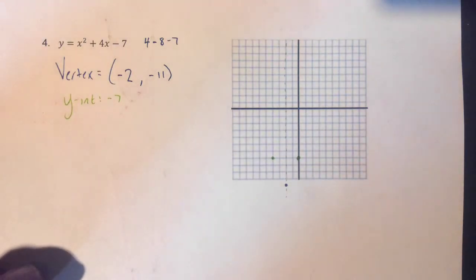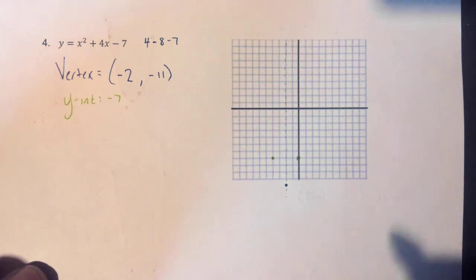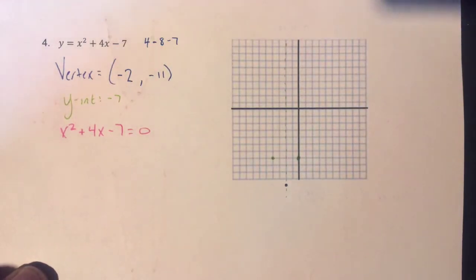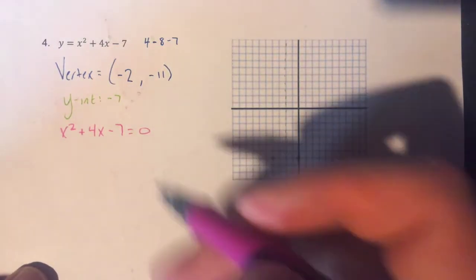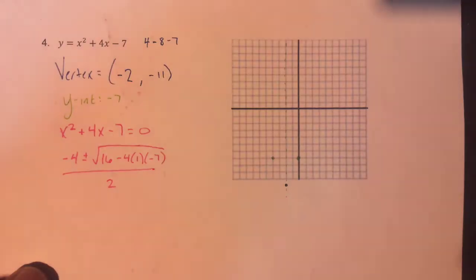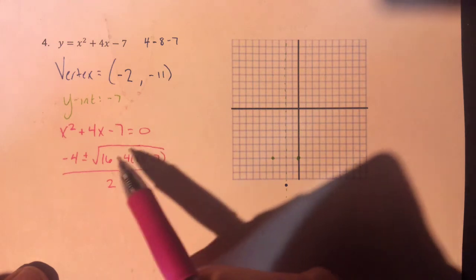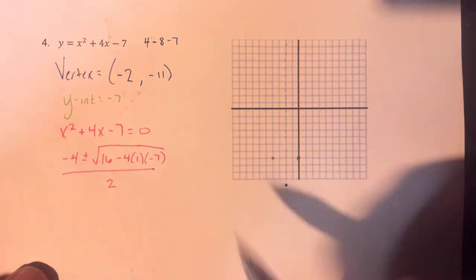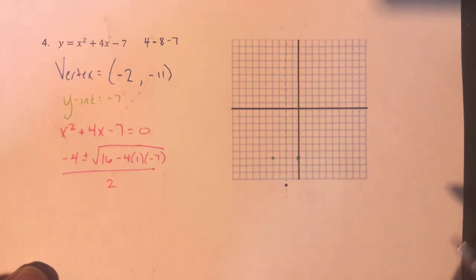X-intercepts. You get those by setting the quadratic equal to 0. I'm looking at this one, and it was not factorable. So you could do the quadratic formula if you wanted. The opposite of b plus or minus the square root of b squared minus 4 times a times c, all over 2a. 2 times 1 is still 2. Do the math in there. That's positive 28. 16 plus 28 is 44.